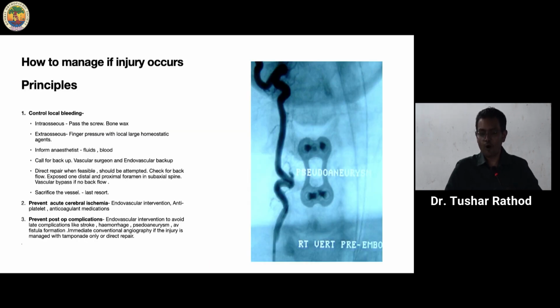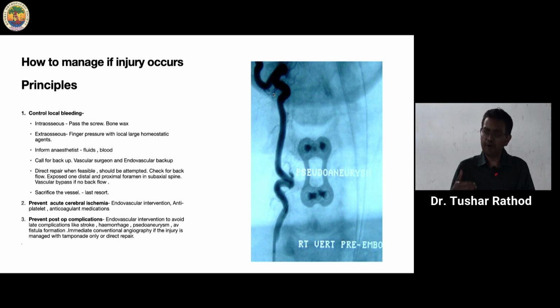Suppose you have taken all these precautions and still you got a vertebral artery injury, so how would you tackle that? You have to see whether you have an intraosseous or extraosseous injury. If it's intraosseous, most of my colleagues will agree that they'll continue with the pedicle screw on that side, stop the tamponade, and pass a bone wax. If it's an extraosseous injury, keep a finger pressure, but keep it for a longer time. Don't try to come and see again whether there's a bleeding happening or not. You have to use hemostatic agents which should not embolize in the posterior circulation.